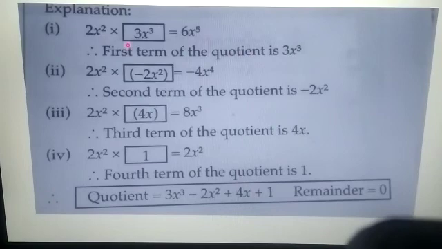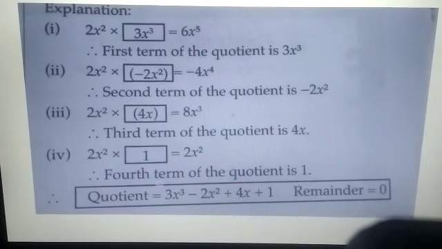Now see here, 2x square is multiplied with 3x cube, which gives 6x raised to 5. That is the first term of the quotient, 3x cube. Second term, 2x square is multiplied with minus 2x square to get minus 4x raised to 4. This boxed answer is the second term of the quotient, that is minus 2x square. Then the third explanation, again 2x square is multiplied with 4x to get 8x cube. This is the third term of the quotient, that is 4x. Now again 2x square is multiplied with 1, then we get 2x square. So the fourth term of the quotient is 1.